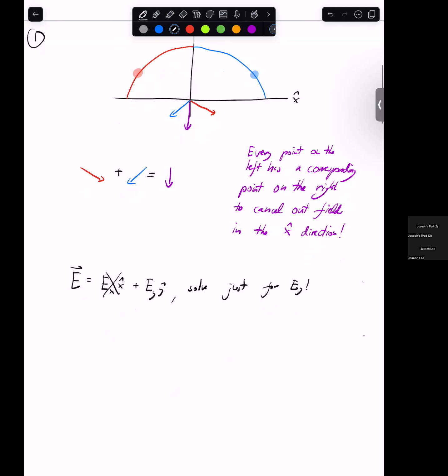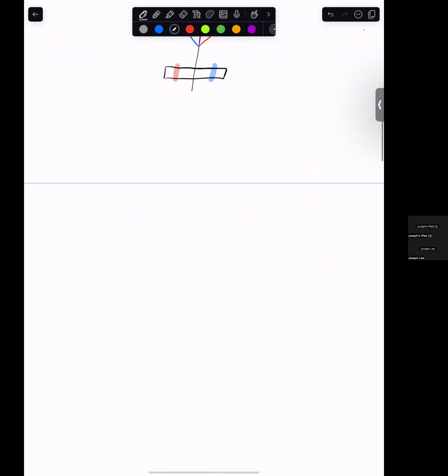Sort of as a quick reminder, if you remember the rod problem, we basically did the same thing. We consider a small point here. It gave us some contribution up and to the left. The mirrored point over there gave us the same thing, but up and to the right. And then the electric field was just straight up, which is why we ignored the x component. So now that we know what part we want to solve for, we can start doing that.